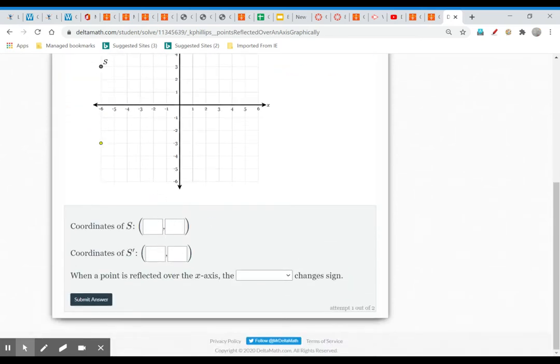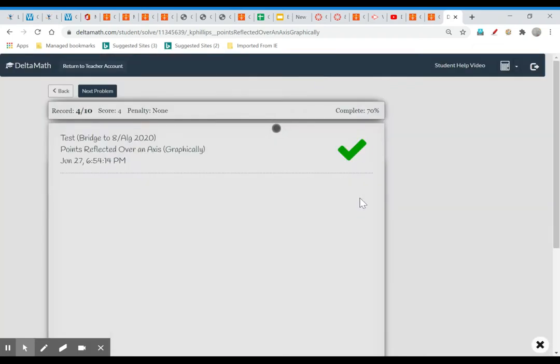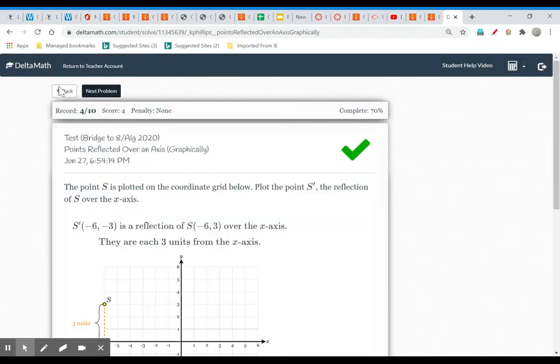Okay, so the original S was at -6, 3. The new S, or S prime, is at -6, -3. So this time the x value stayed, but the y value changed its sign. Submit. There you go. So lots of these just sort of to determine the pattern. Okay.